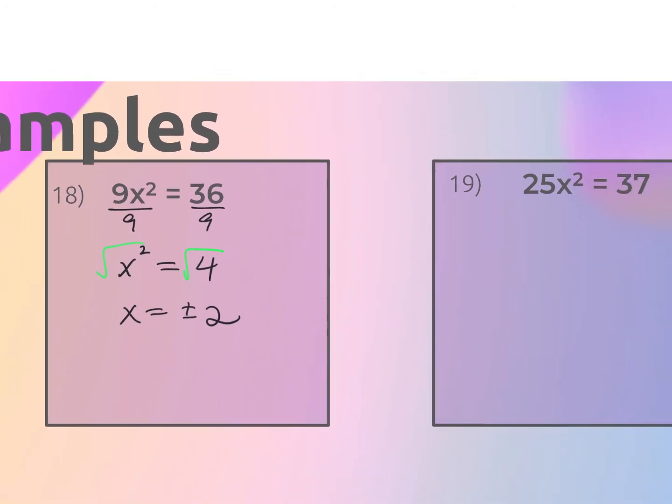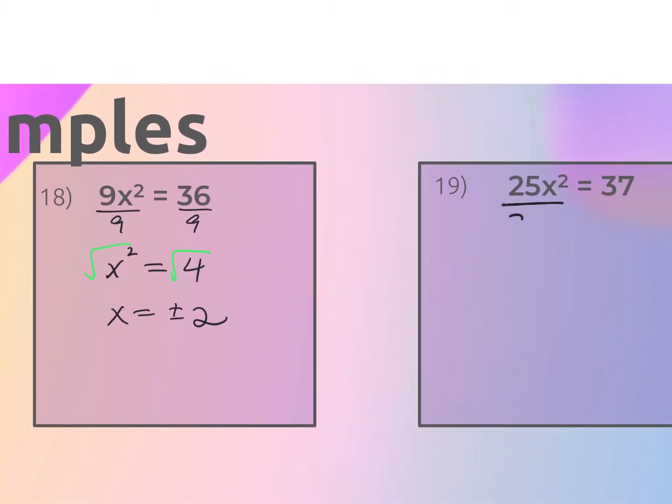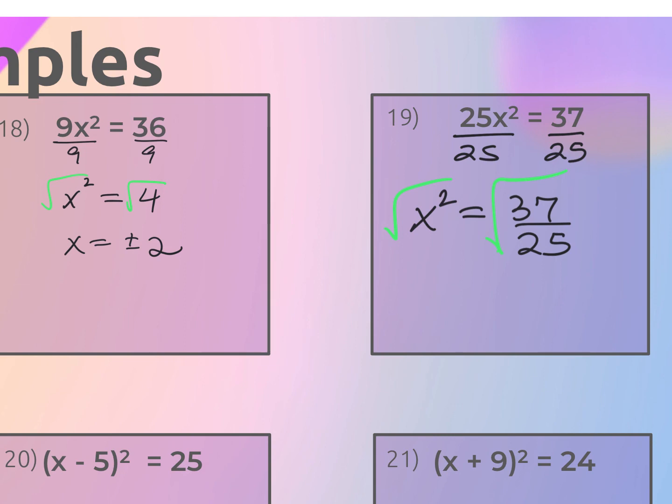Next one, isolate that square. So divide both sides by 25. X squared is equal to 37 over 25. Square root both sides. So now I'm left with x is equal to plus and minus the square root of 37 over 25.